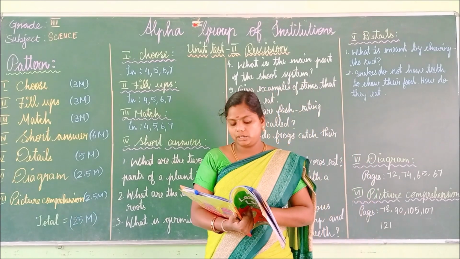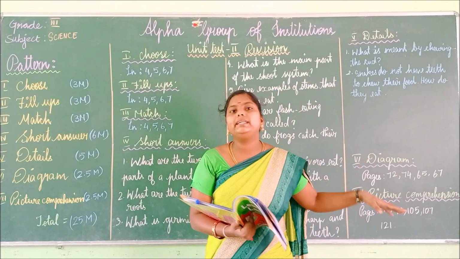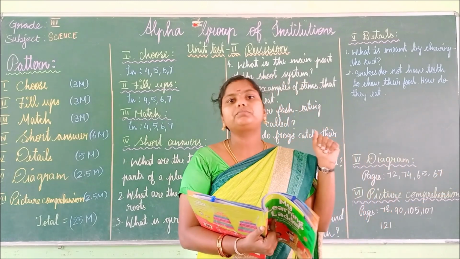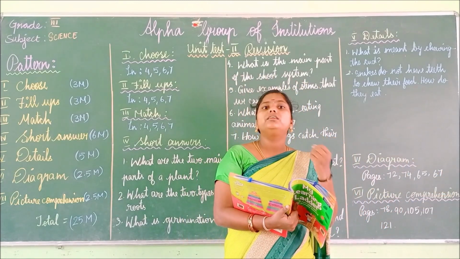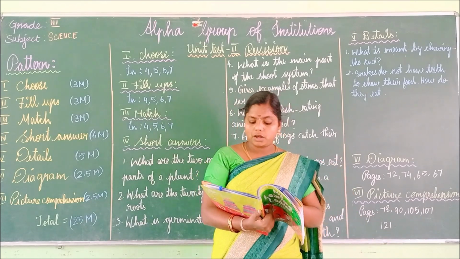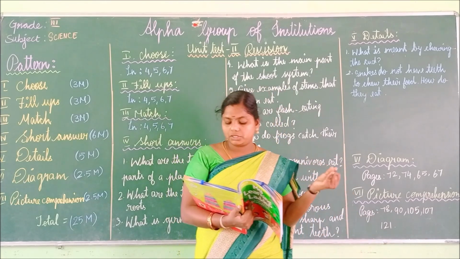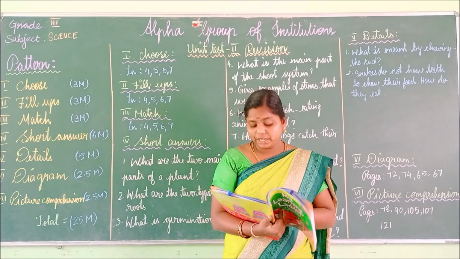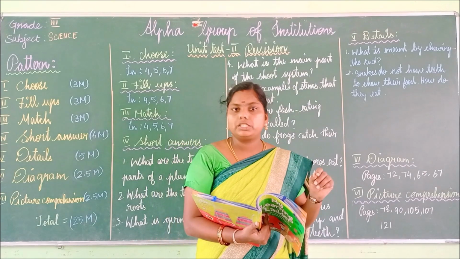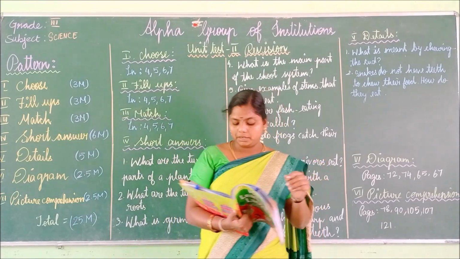Your second question. Dash is a flightless bird. Which bird cannot fly? Though they have wings, they cannot fly. Which kind of birds are they? Butterflies, ostrich or crow? Very good. Ostrich is a flightless bird.